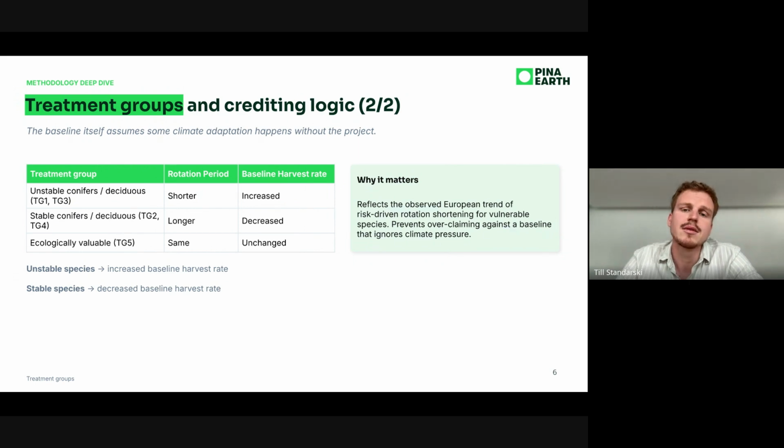So for unstable treatment groups, we slightly reduce the rotation period, thus increasing the harvest rate. So just assuming that the forest operations try to reduce stocks in these endangered tree species. And the opposite is true for the stable tree species groups, where we assume that also in the baseline, the rotation period gets extended, and thus the harvest level is slightly decreased.